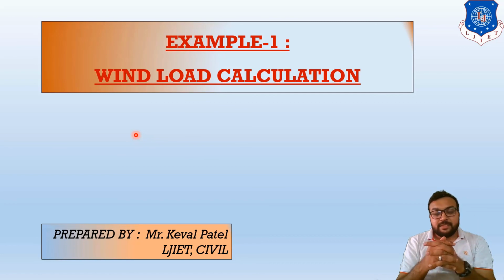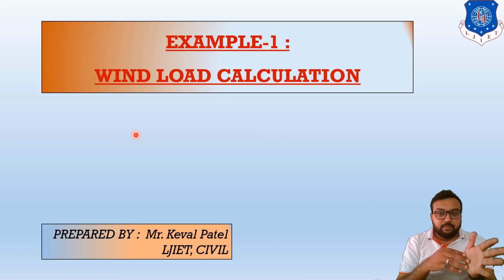Now the term is our example number 1, which is wind load calculation. Now students, in this chapter we have to discuss 3 examples. The first 2 examples are based on when the wind load is acting on any RCC residential building or commercial building, which is a high-rise building. And in our example number 3, we have to discuss when the wind load is acting on any elevated water tank.